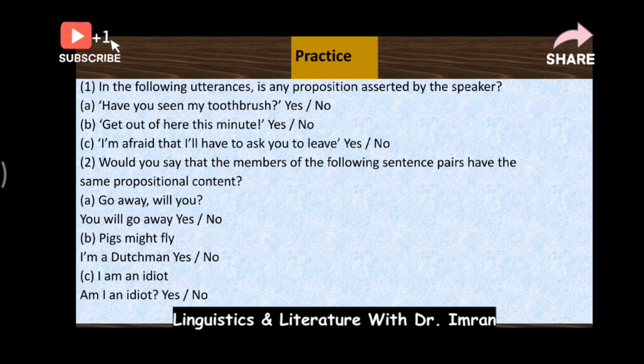In C, "I am an idiot" and "Am I an idiot?" have the same propositional content. In the first, the speaker asserts a proposition, and in the second, the same proposition is also there, but it's not asserted; the speaker is questioning it. So in A we have the same propositional content. In B we have two different propositional contents. In C we have the same propositional content.